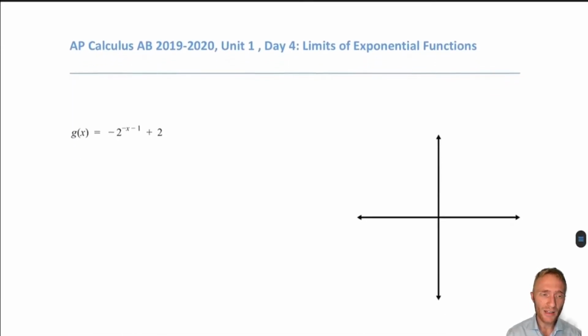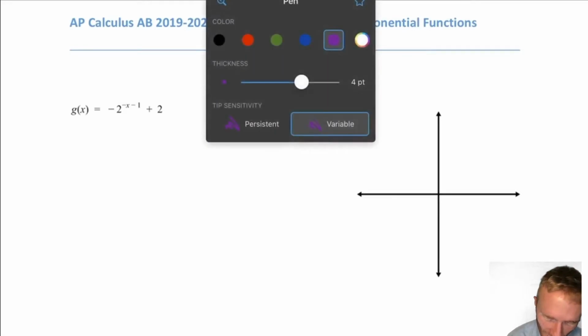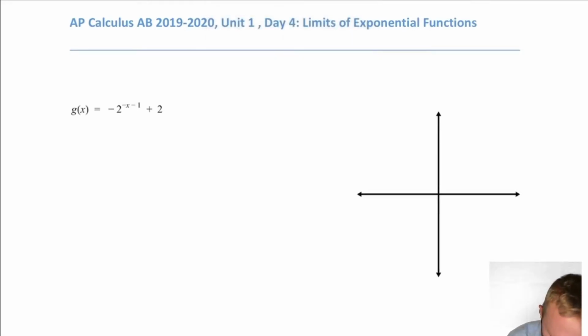Let's say we had g of x is negative, pause, 2 to the negative x minus 1. I'm pausing there because this can be really easy to miss. It's really annoying here. But unless that parenthesis is around the negative 2, you can assume that the negative is the last thing that happens. Only 2 is getting multiplied to that exponent. So that negative is outside the exponent.